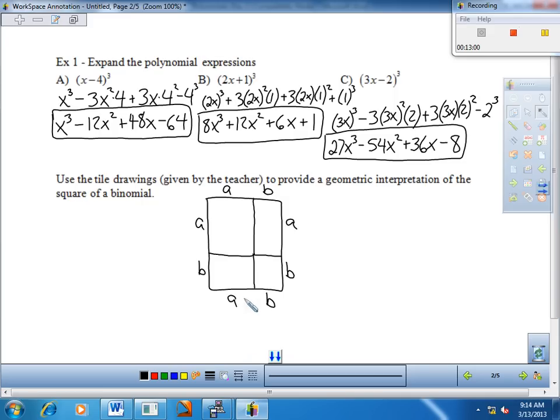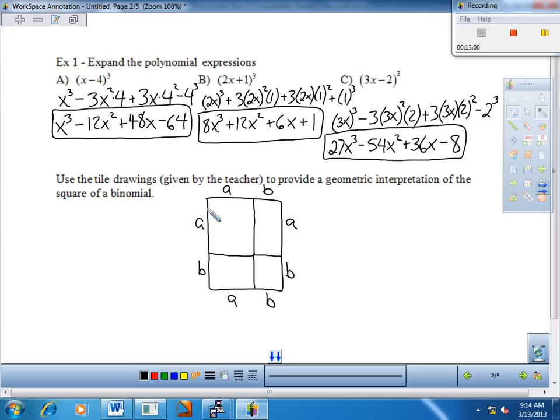So everything's labeled. And here's what I would ask us. I would ask us to find 2 ways to come up with the overall area of the big square right here. So if you look at that, could you come up with a couple different expressions for the area of that square?